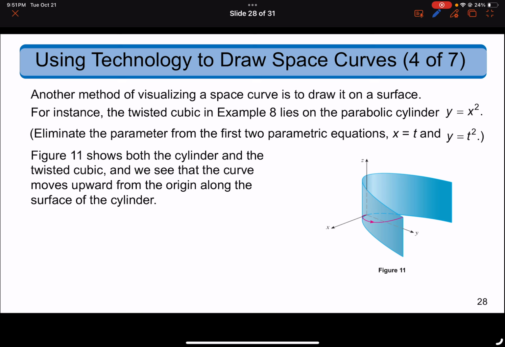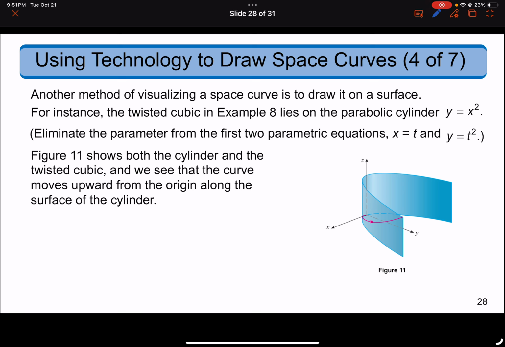Another method of visualizing a space curve is to draw it on a surface. Like what we have done with the helix, which passes through a circular cylinder, we can sketch the curve as it lies on a surface. For instance, the twisted cubic in Example 8 lies on the parabolic cylinder y equal to x squared. We can remove the parameter t since x is equal to t, so we have y equal to x squared.